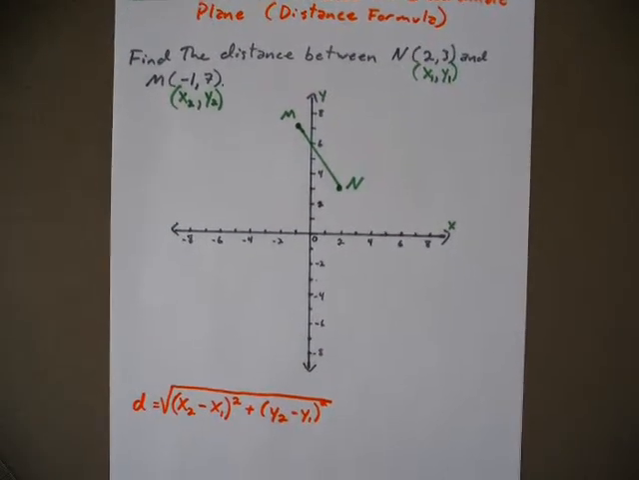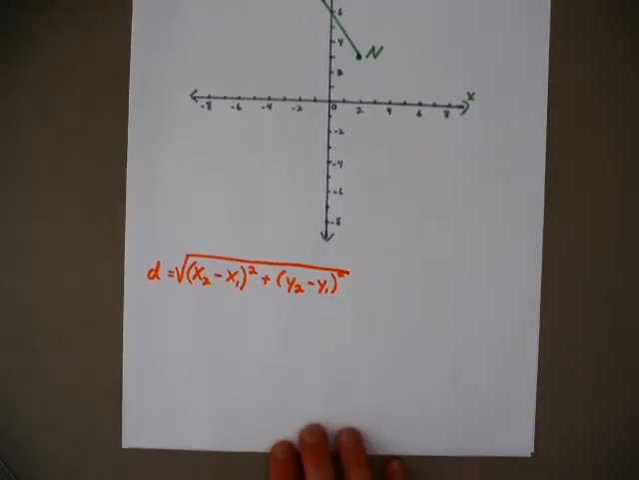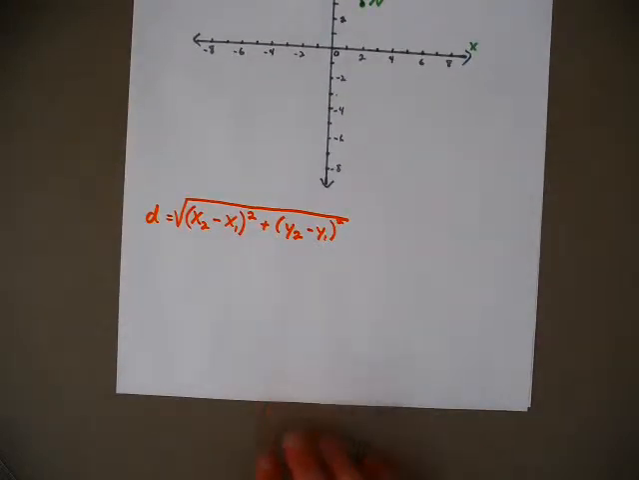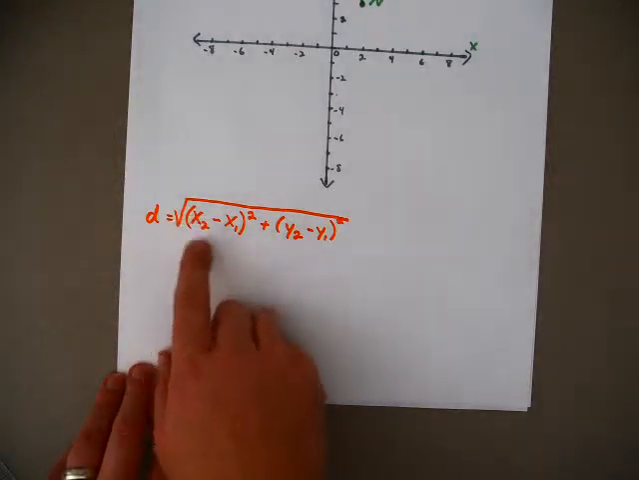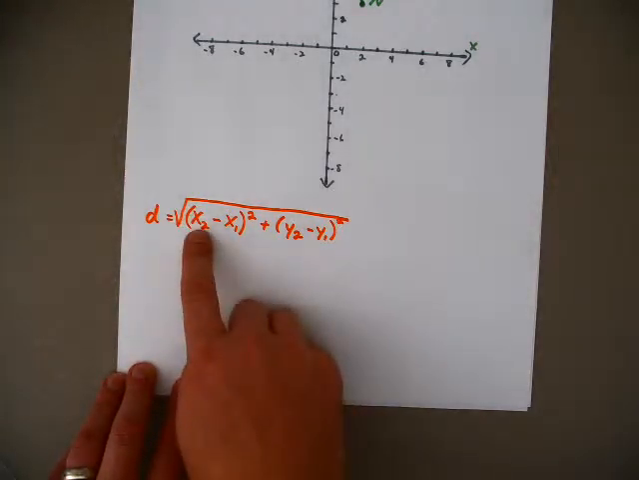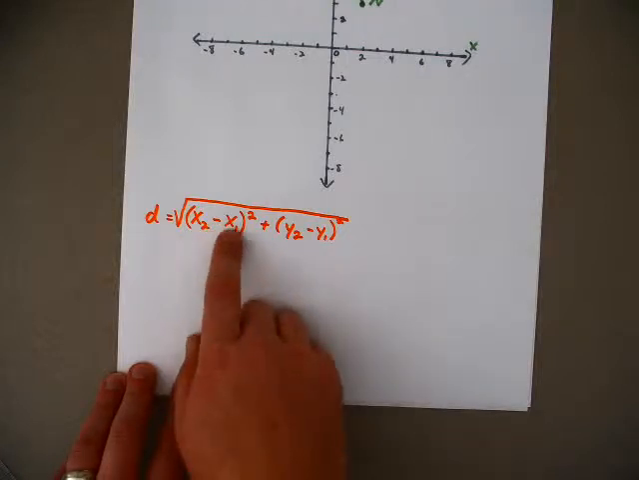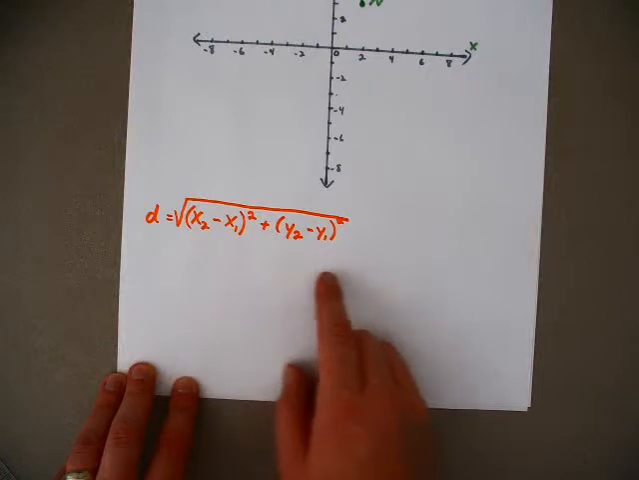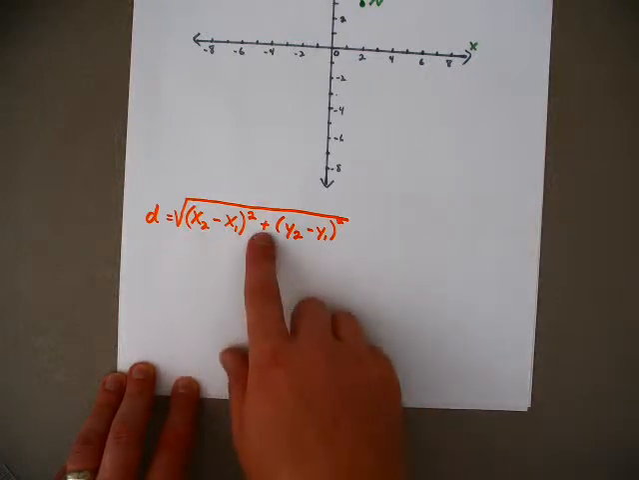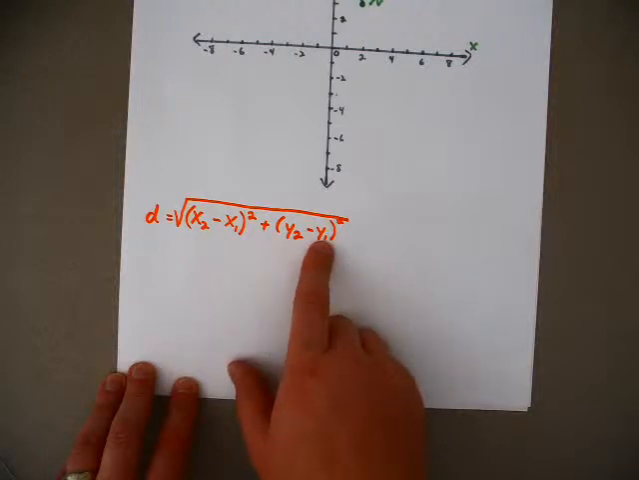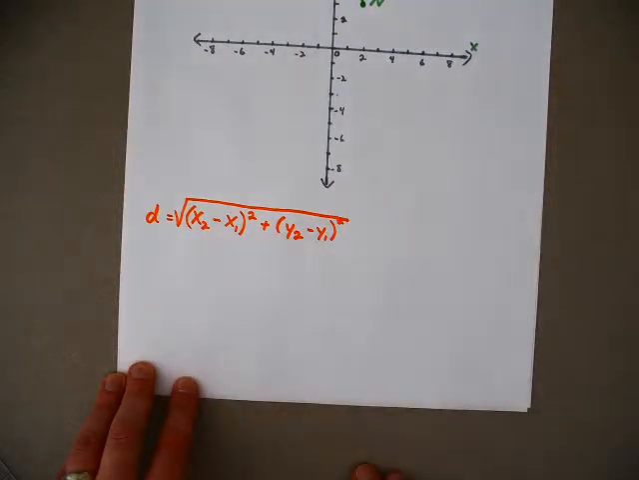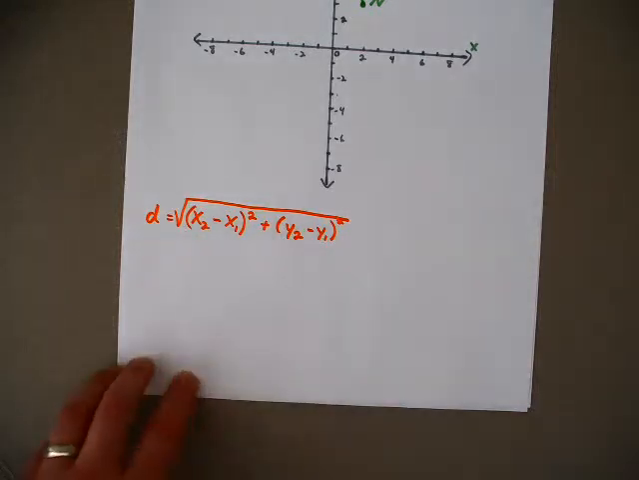So let's take a look. The distance formula is this right here. It is D, standing for distance, is the square root of our second x value, x2, minus our first x value, x1, and we're going to square that, and then we're going to add it to our second y value minus our first y value, and then we're going to square that difference, and then we're going to take the square root of the whole entire thing.